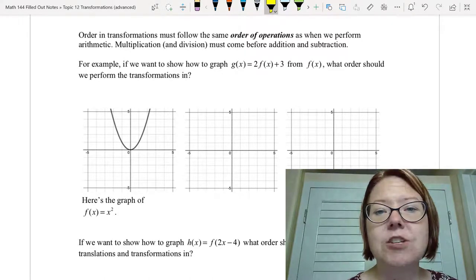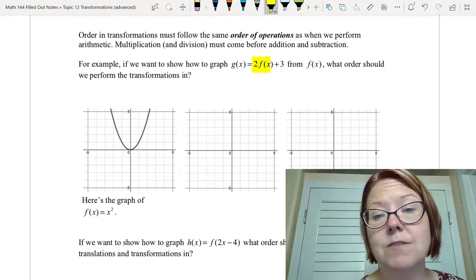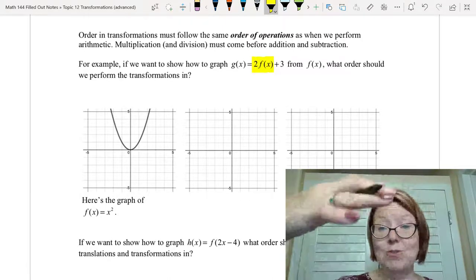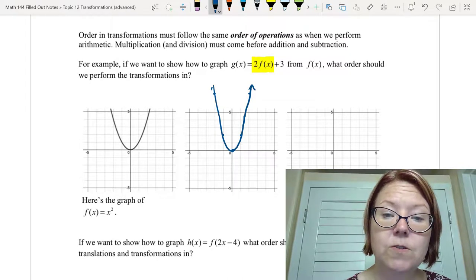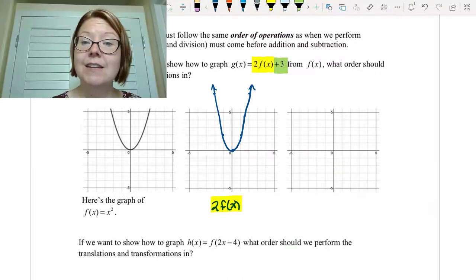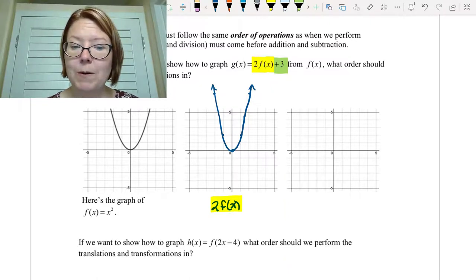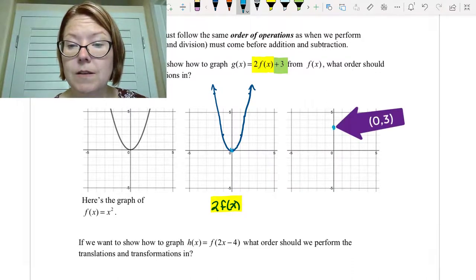The first thing we should do is the part that's multiplied, so that would be the 2 f of x. This results in a vertical stretch. We just take all of our y values and multiply them by 2. So this first graph is just 2 f of x. Now we'll go ahead and do the plus 3 part. We need to move the graph we have up 3 units. So I will take 0, 0 and move it up to 0, 3.